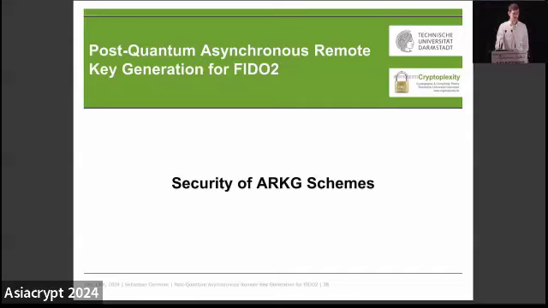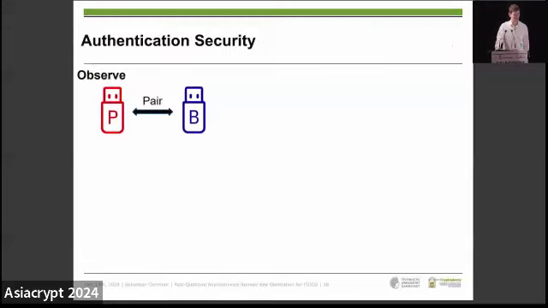So let me now introduce the security notions that we have introduced for the ARKG schemes. The first property is the authentication security. Authentication security's purpose is to ensure that no malicious actor can perform the recovery without being authorized, meaning only the backup authenticator should be allowed to perform the recovery. The adversary has access to several oracles. First, he can observe the initial pairing between the backup and primary authenticator. So he can observe the initial public key.